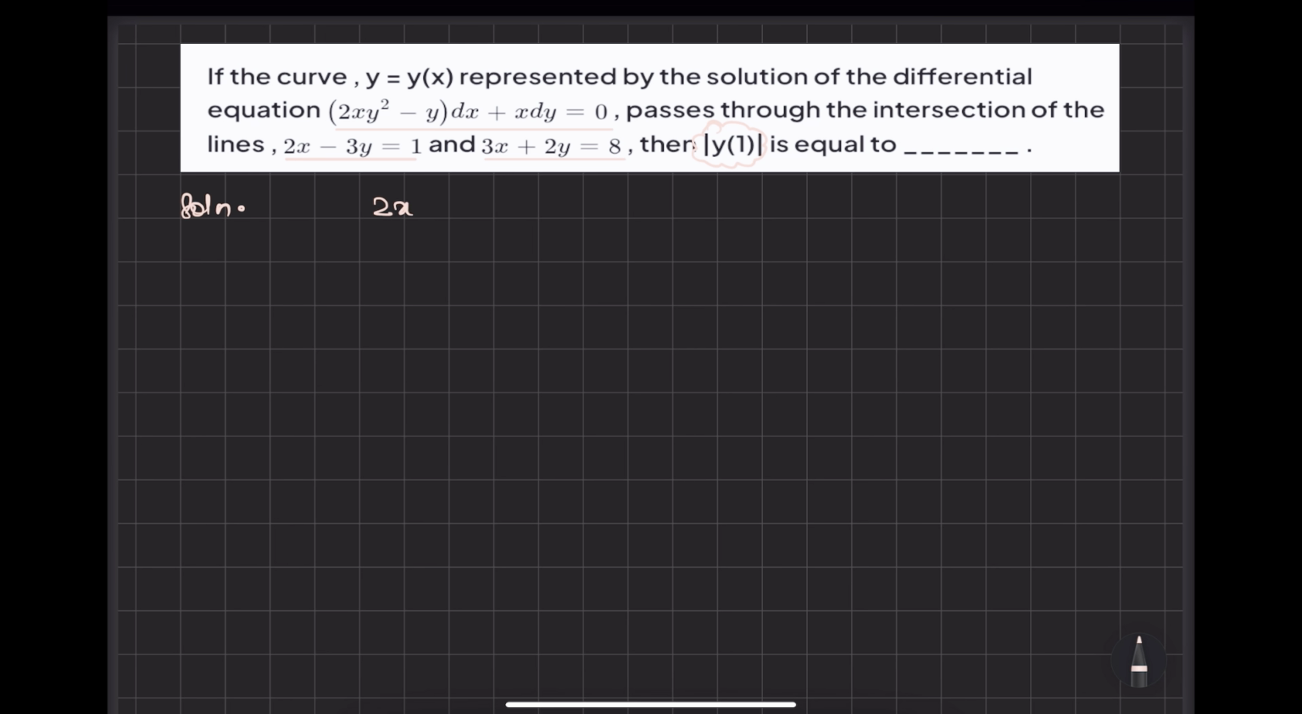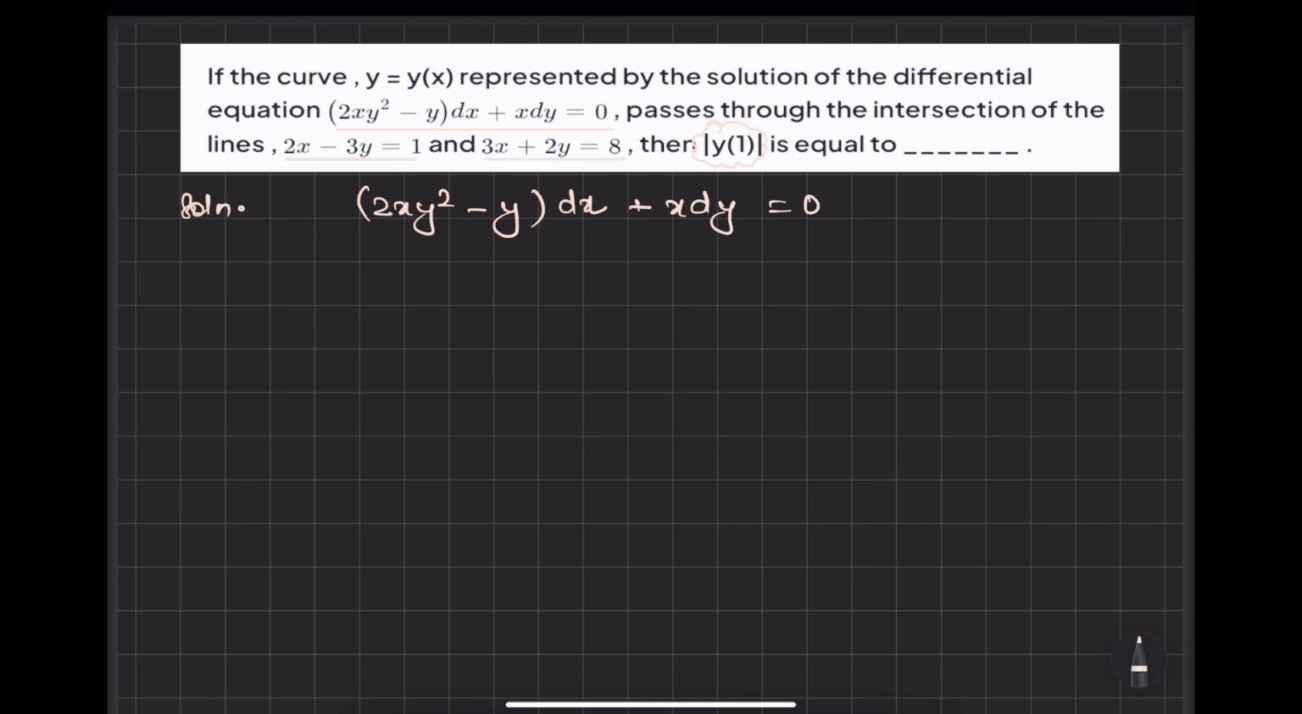So we have (2xy square minus y) dx plus x dy equals 0. Now, what we will do first is apply the filter named variable separable method. Do you think you can segregate x and y? No, because they are not together. All x are not together, all y are not together, and both of them are not in product. So we cannot segregate them.